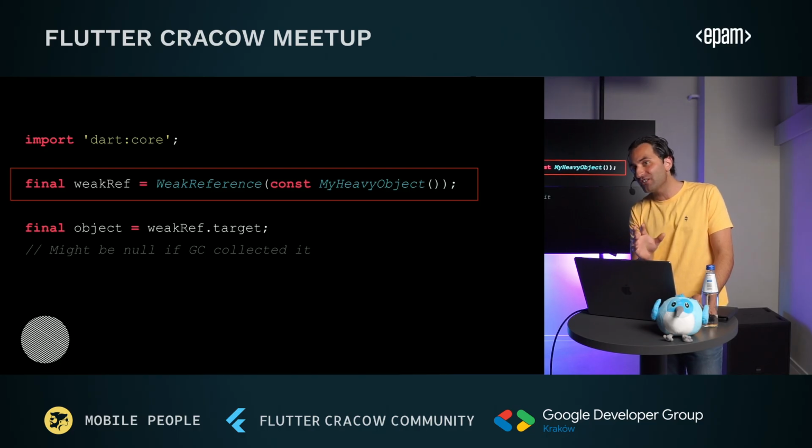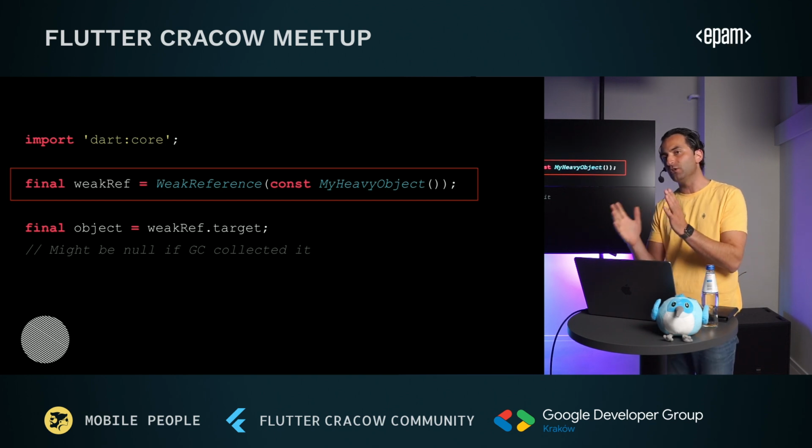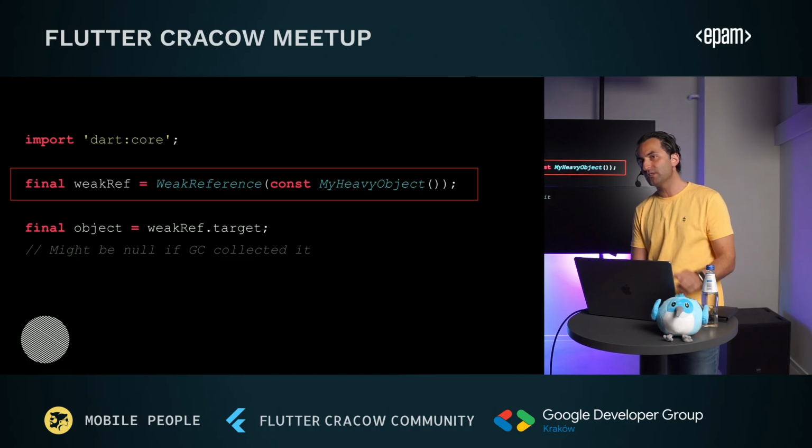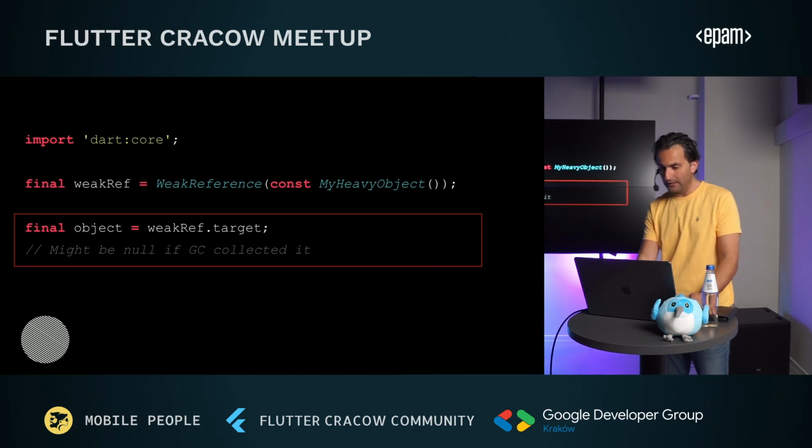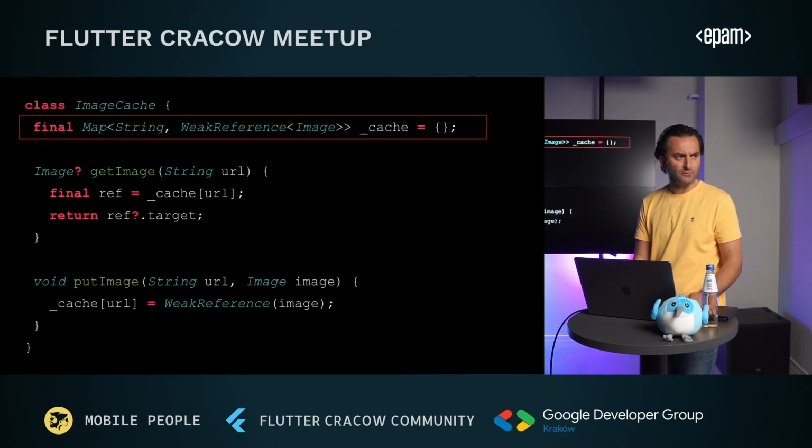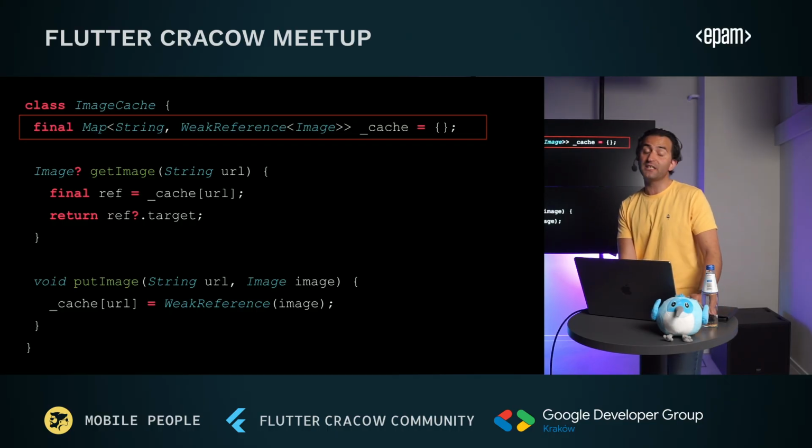There is a catch though, because if you use weak reference, you always need to double check by target to make sure it has not been garbage collected. If you get a null from target, that means the Dart VM has already removed it. This is good and bad. You need to find your use cases. And I have a use case for this as well to show you quickly. Here's an example.